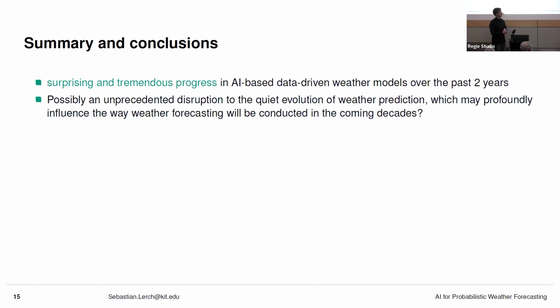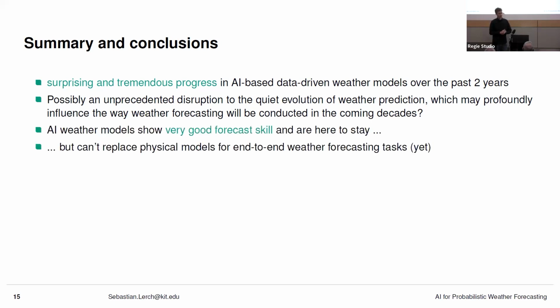So with this, I'd like to summarize. Hopefully, I have been able to demonstrate that there have been surprising and tremendous amounts of progress in AI-based weather forecasting over the past 2 years alone. And this is likely an unprecedented disruption in this quiet revolution of weather prediction, which may, likely will, profoundly influence the way weather forecasting is done in the next decades.